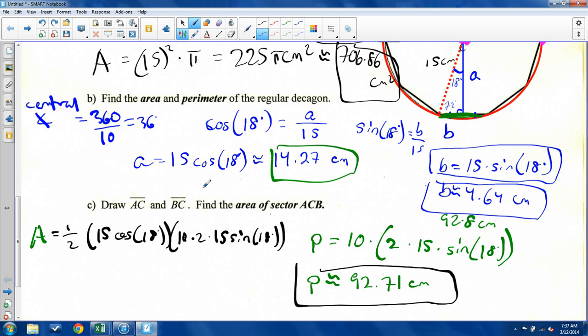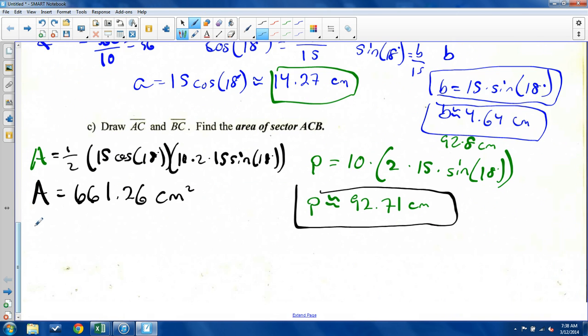I'll show you what the difference is again between this and the approximated number. I'm typing on my calculator here. 661.26. So A is 661 point, it's 258, so 26 square centimeters. Okay, so I got that as my area of my decagon.